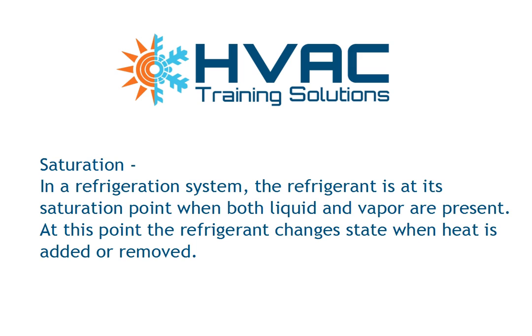So before we go on to the diagram, we have to understand what saturation is when we're talking about a refrigeration system. There are two places where the refrigerant is at its saturation point: in the evaporator on the low side, and in the condenser on the high side. Saturation, when we're referring to refrigerant, is when both liquid and vapor refrigerant are present. That's the point where if we add heat, it changes from liquid to vapor, and if we remove heat, it changes back from vapor to liquid, and it releases all of that latent heat. So you need to remember saturation temperature and what is happening at these points.